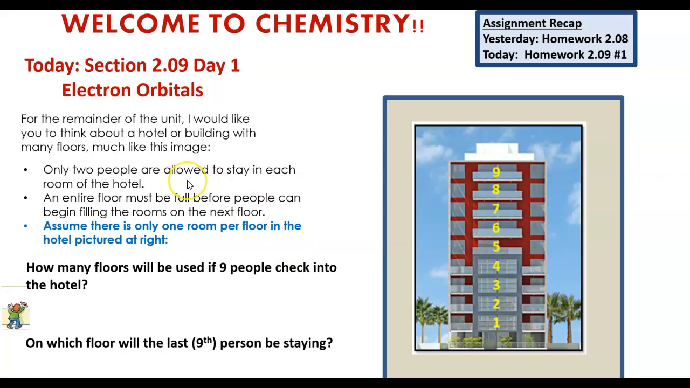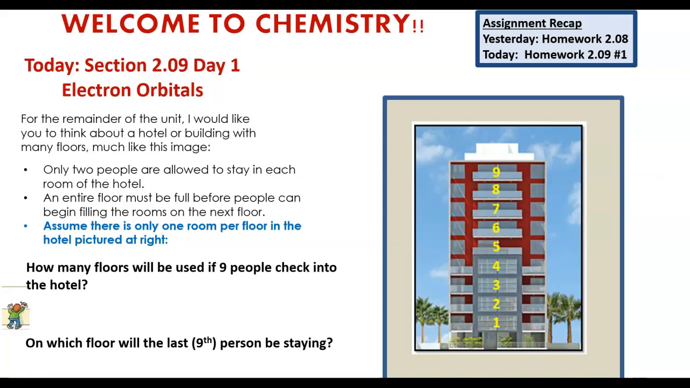If I read over here on the left-hand side, it says we're going to continue to think about this hotel room. It's going to help us think about the electrons. And we have this set of bulleted rules. Only 2 people are allowed to stay in each room of the hotel. An entire floor must be full before someone can move to the next floor. And assume there's only 1 room per floor. Okay, so we have a really skinny hotel.